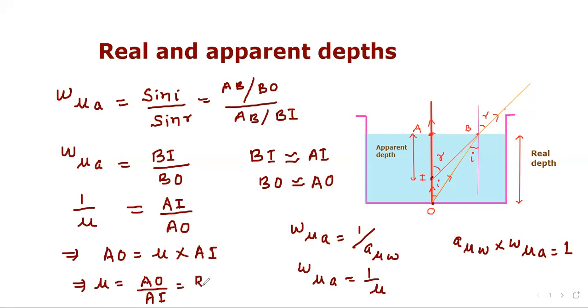AO is the real depth divided by AI, the apparent depth. Now we are going to find out normal shift. Normal shift means how much the object seems to be shifted. So normal shift will be equal to AO minus AI, that is OI. So suppose this is D. So let's evaluate it.